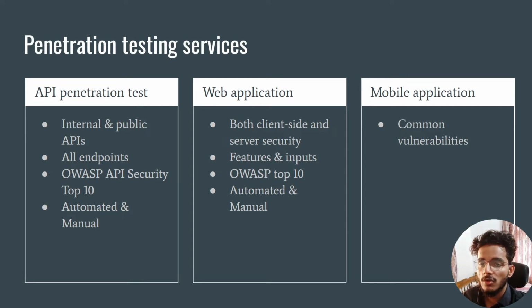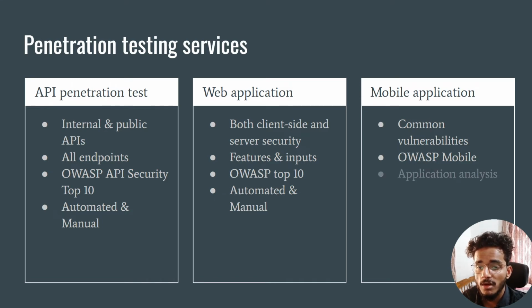In mobile application also, we find vulnerabilities that are commonly found in mobile applications. The vulnerabilities would be OWASP mobile application vulnerabilities, and I will analyze all the applications of your company. Both automated and manual approaches would be used to find vulnerabilities in your mobile application. So we can make sure that no vulnerabilities are missed.